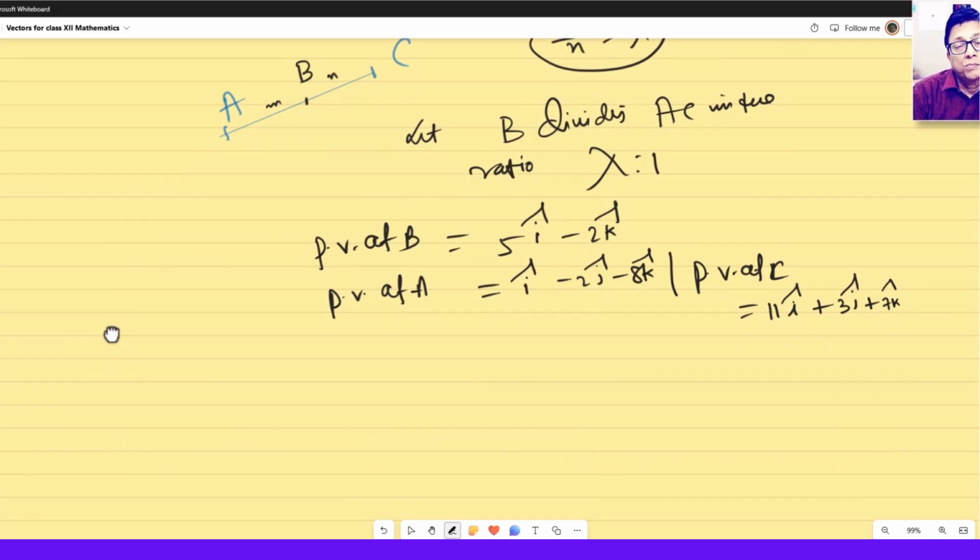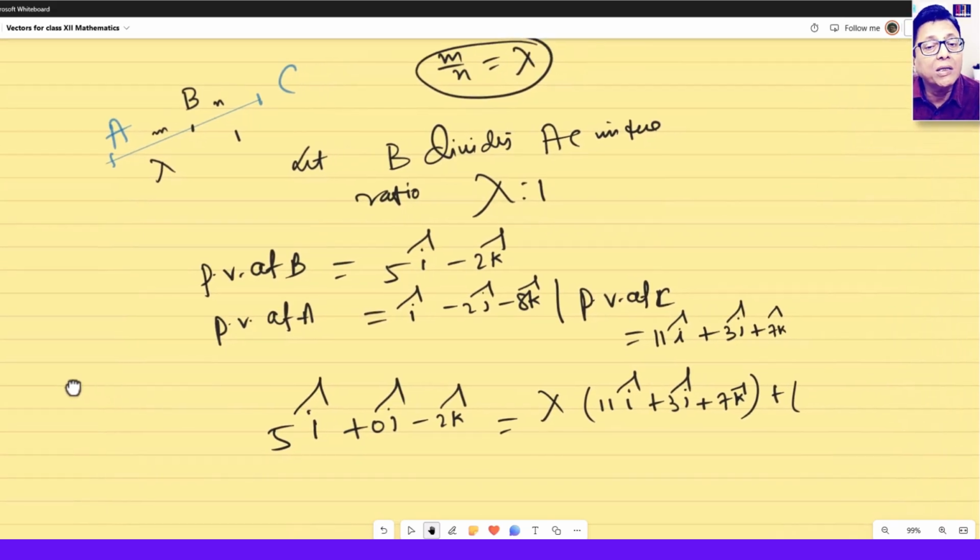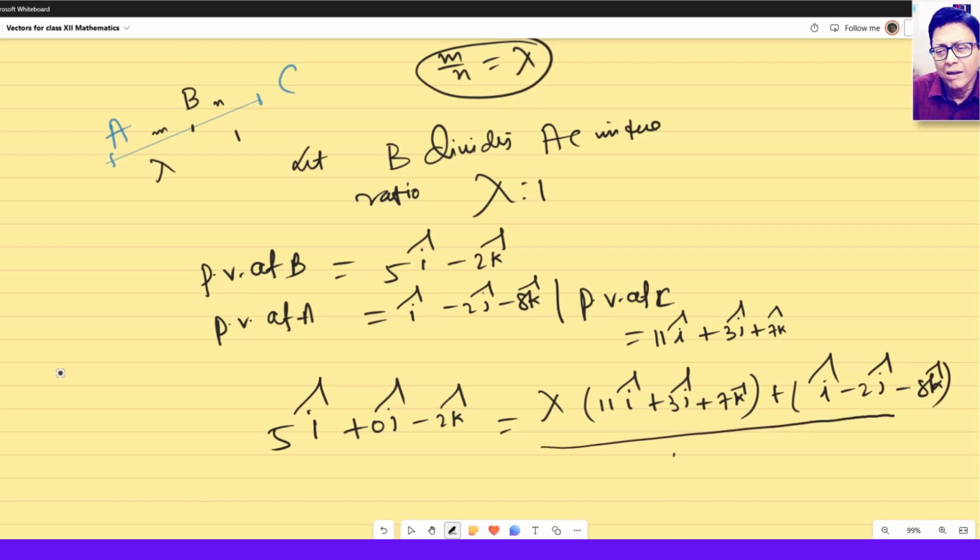Now position vector of B, 5i plus 0j minus 2k, will be, since you have taken the ratio lambda is to 1, lambda into 11i, 3j, 7k, plus 1 into A vector. A vector is what? That is i minus 2j minus 8k, all divided by lambda plus 1. Okay?